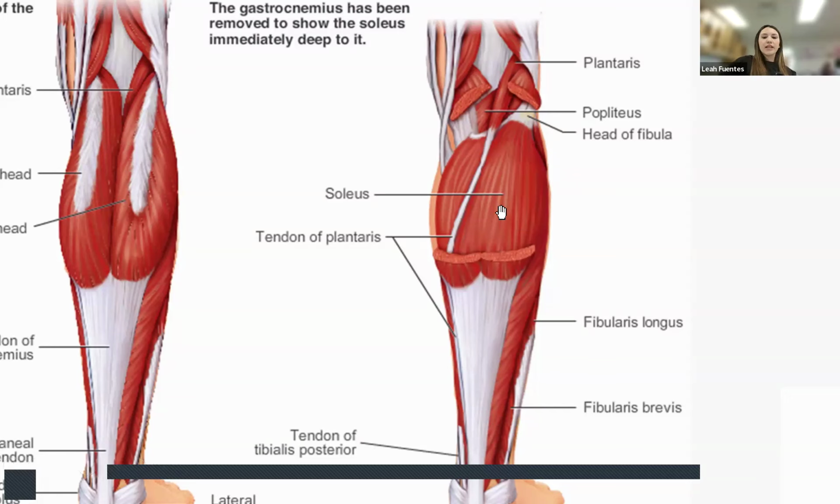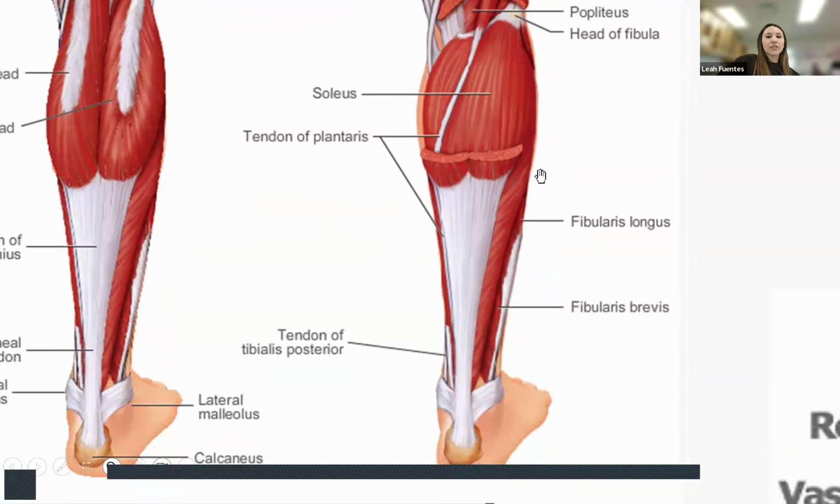We can see where we are anatomically because the head of the fibula is labeled here, so we know that this is lateral. So we have our fibularis longus and then our fibularis brevis here. Again, the fibularis has to be in relation to our fibula bone.